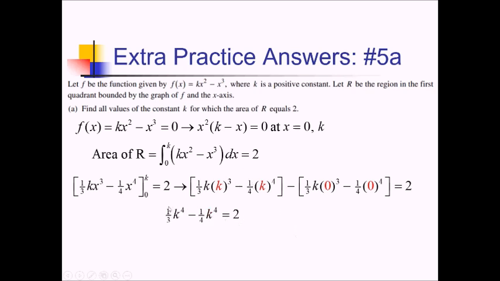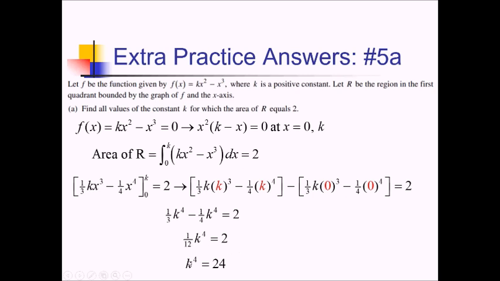Let me combine these since I have the same exponent. So this is really, let's see, common denominator of 12. We've got 4/12 minus 3/12, which is 1/12, k to the fourth, equals 2. Multiplying by 12, I have k to the fourth equals 24.